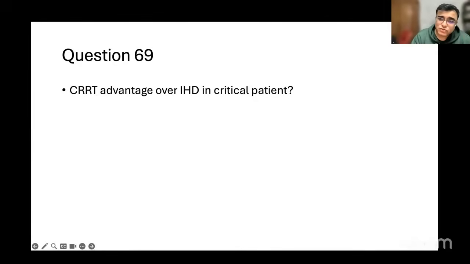We don't want electrolytes to fluctuate much. CRRT gives you that added benefit because sodium will not fluctuate much, so ICP will not fluctuate much. In patients who have TBI and raised ICP, we would prefer CRRT over IHD. The answer would probably have been hemodynamic instability if it was among the options, and if it was, then CRRT for hemodynamic instability becomes the correct answer there.